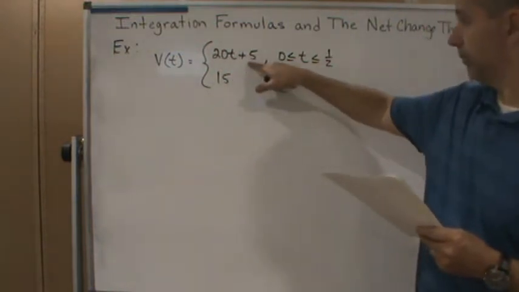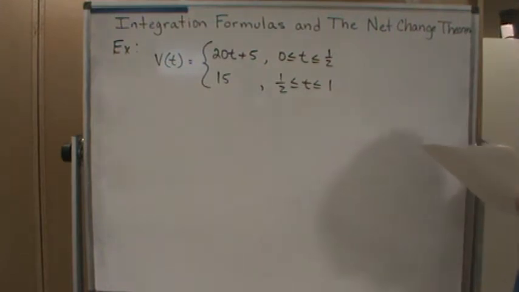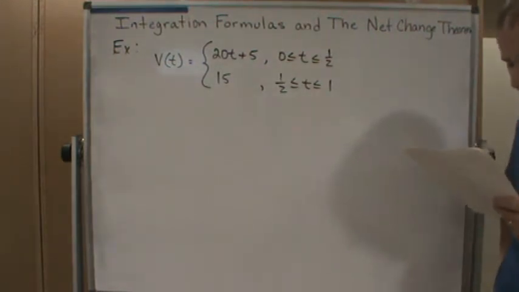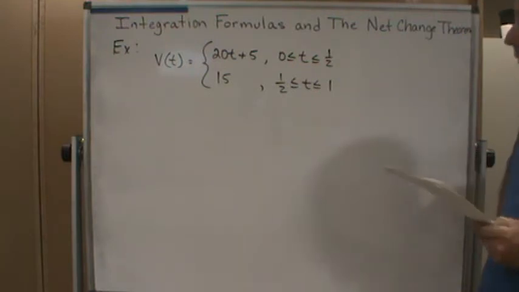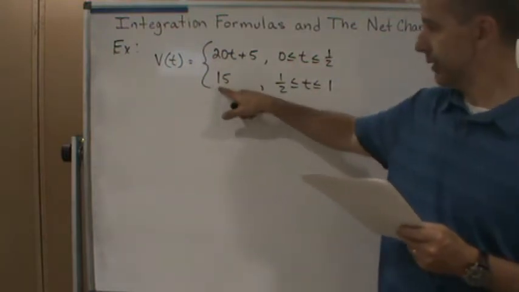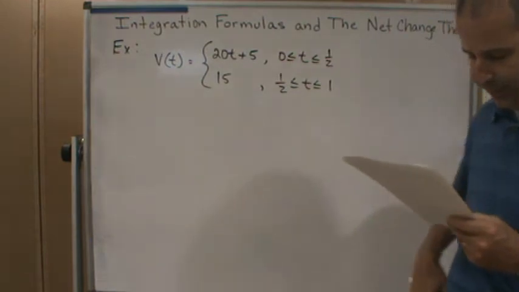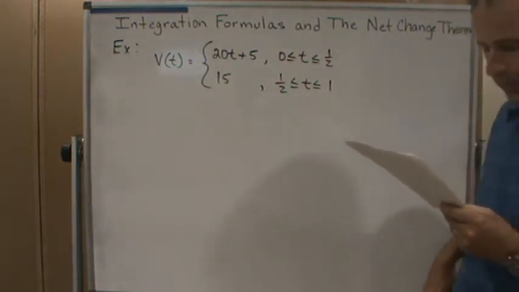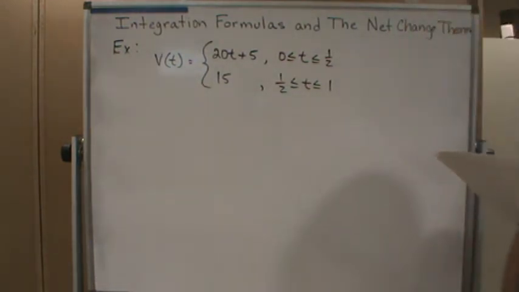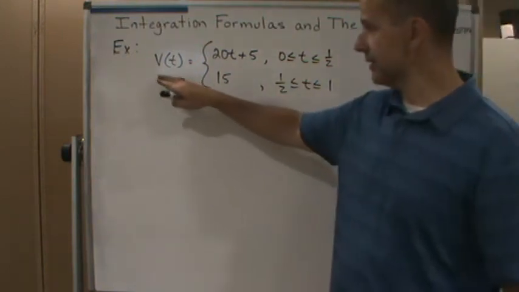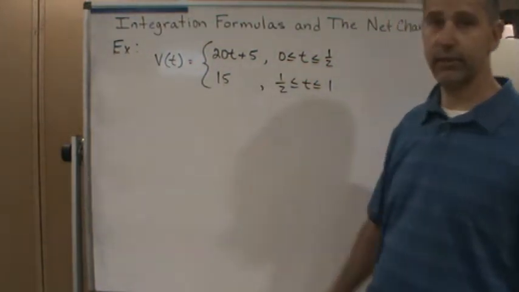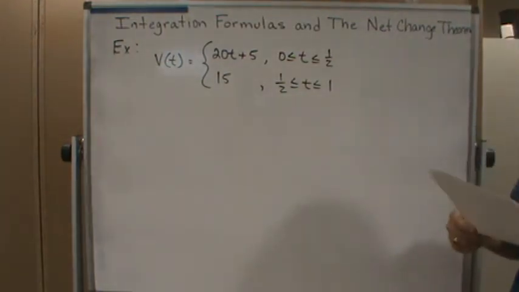During his first half an hour of ice boating, the wind speed increases according to the function given here. Okay. The second half an hour, the last half an hour, the speed of the wind is this. So the wind remains at a steady 15 miles per hour. So this velocity here represents the velocity of the wind, or the wind speed.